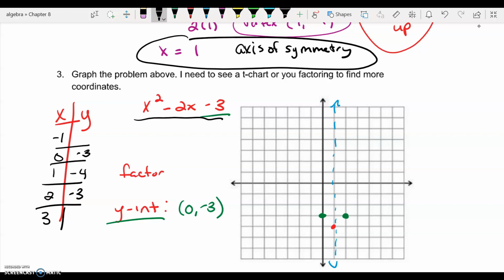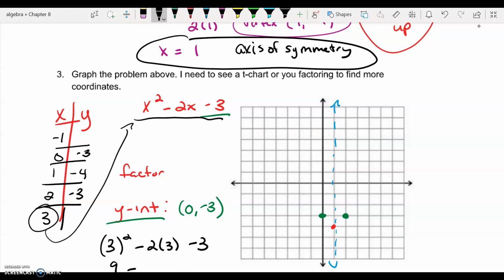Now, what I can do is take this 3 and plug it into my equation and solve. So 3 squared minus 2 times 3 minus 3, I'm going to get 9 minus 6 minus 3, which is 0. So (3, 0) is a coordinate I can use. However, that is 2 units to the right of the axis of symmetry, so I can go 2 units to the left and graph another point. And that would be your parabola.